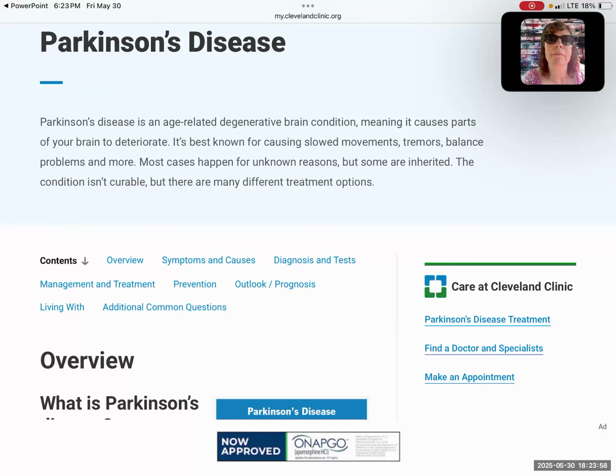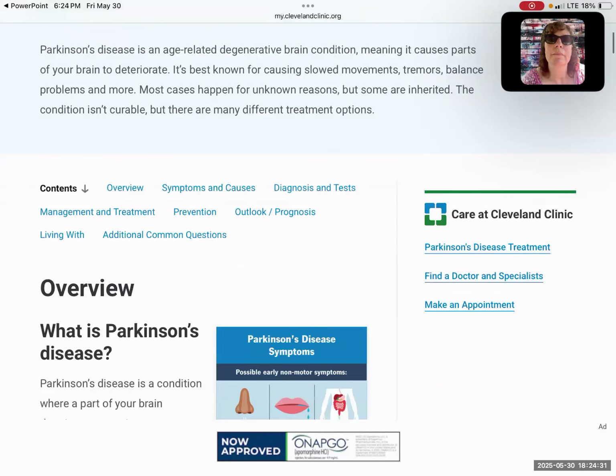It does talk about how it's an age-related degenerative brain condition. However, Michael J. Fox did have it early on in his career. You may know he's an actor. It's best known for causing slow movement, tremors, balance problems, and more. Some cases are of unknown reasons, but some may be inherited. It's not curable at this time. That's why people want to do stem cell research to see if they can help.